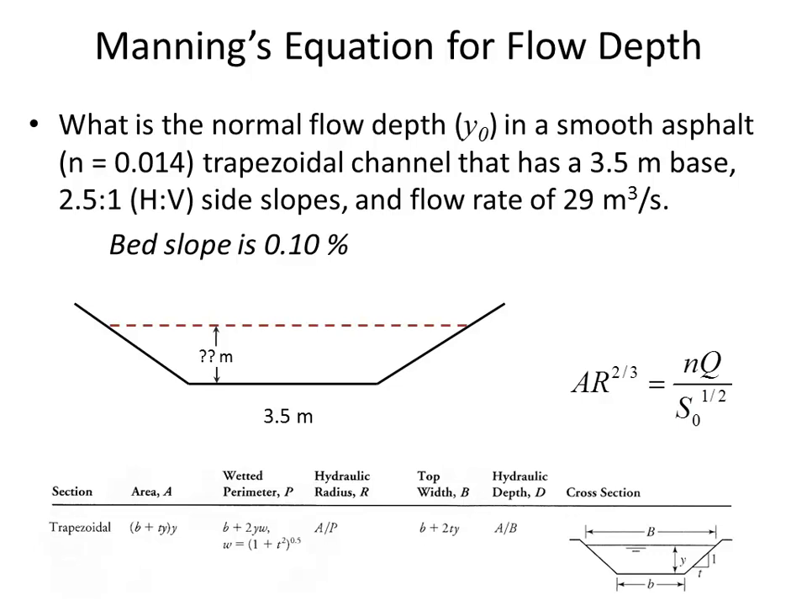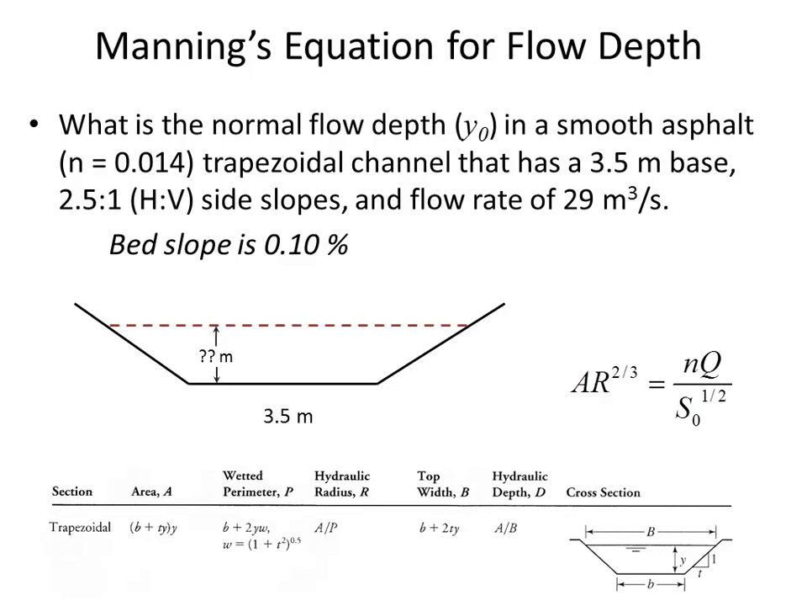To solve it just by trial and error, what we'll want to do is move the Q and the slope and the M to the right-hand side. So let's first of all just make note of the fact that it's 29 cubic meters per second. The slope is 0.001. The n value is 0.014. The bottom width, 3.5 meters.